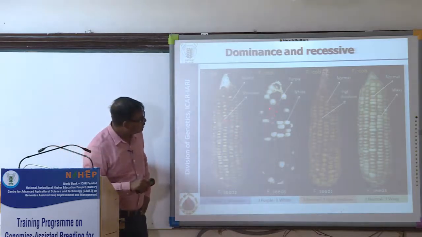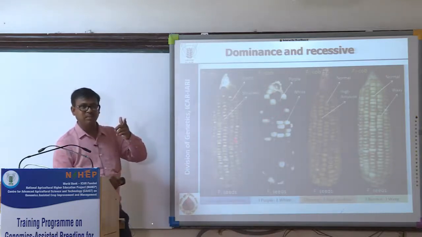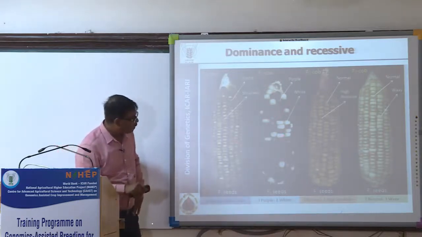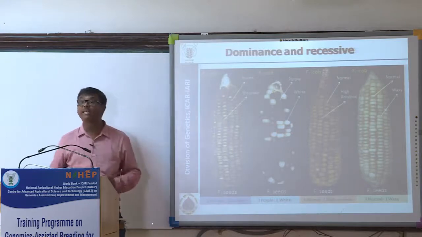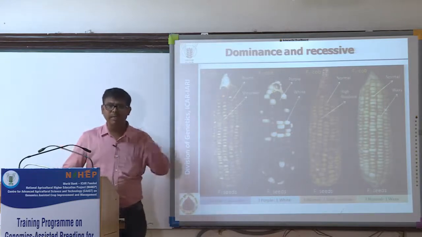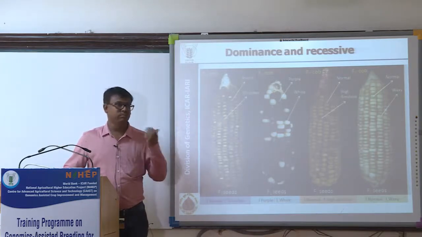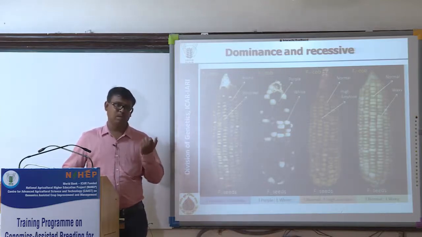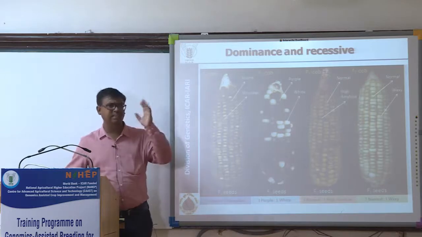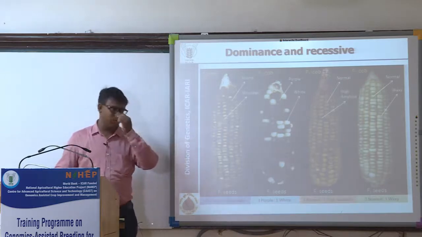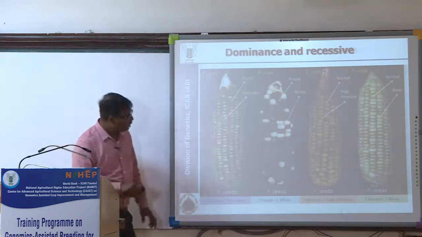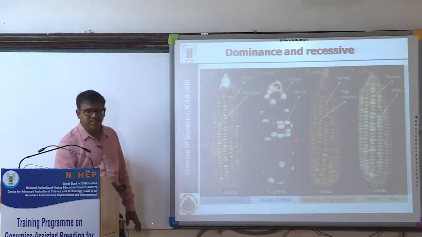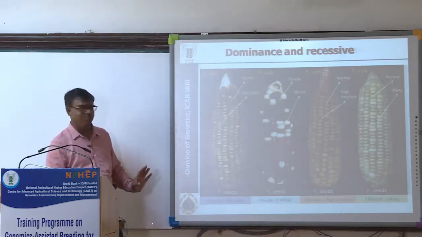Here it is the purple. Somebody was asking in the first class about colored maize. So these are the purple and these are the white. There is a gene called C1, colored one. If it is dominant, it will give you purple color. If it is recessive, it will give you white, no color. Of course, there are other genes like A1, A2 and so on. C is one of the major factors. Here also you see it is segregating exactly 3:1, purple versus white.